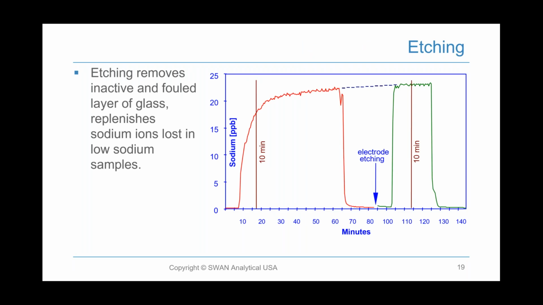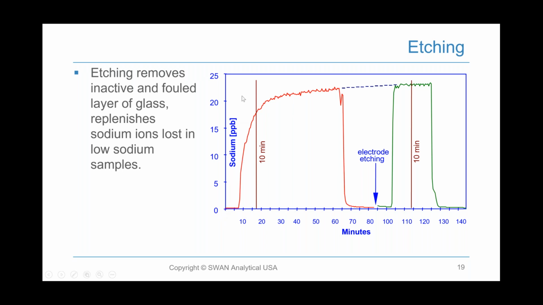Let's talk a few moments about some maintenance activities that are critical to maintain a well-performing sodium monitoring system. Etching. Etching removes the inactive and fouled layer of glass on the measuring electrode. It also replenishes sodium ions lost in that special glass membrane when operating in low sodium samples for extended periods of time. So what you see in the graph here is the response of an electrode that is in need of etching.